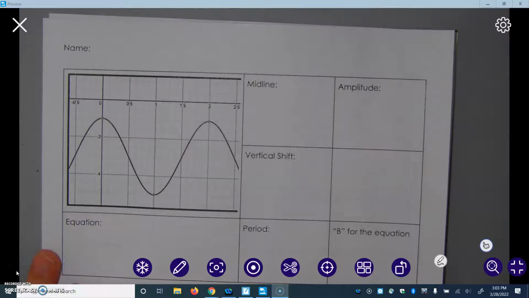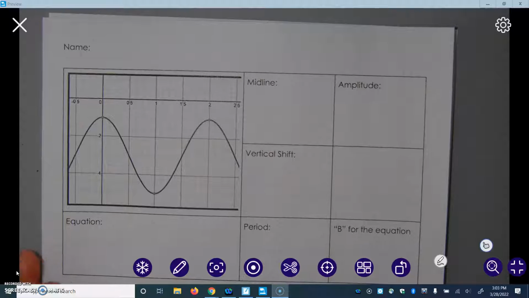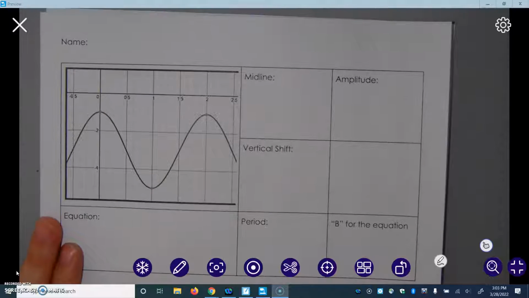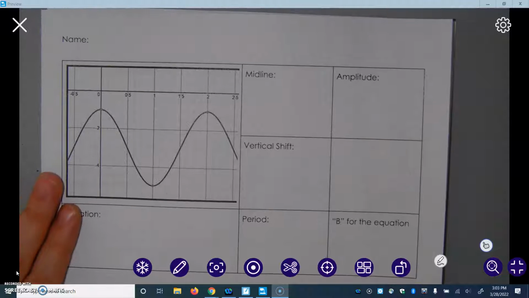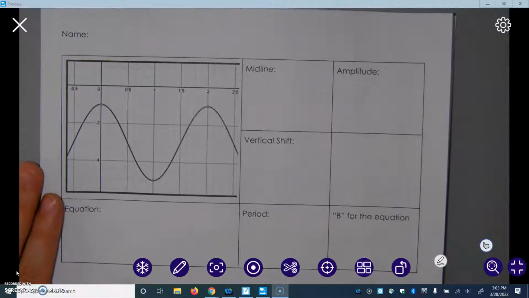Hi guys, in this video we're going to go over how to find key features of trig equations and graphs. So you should come get this paper from me so that you can take notes that will help you with the examples at the end.